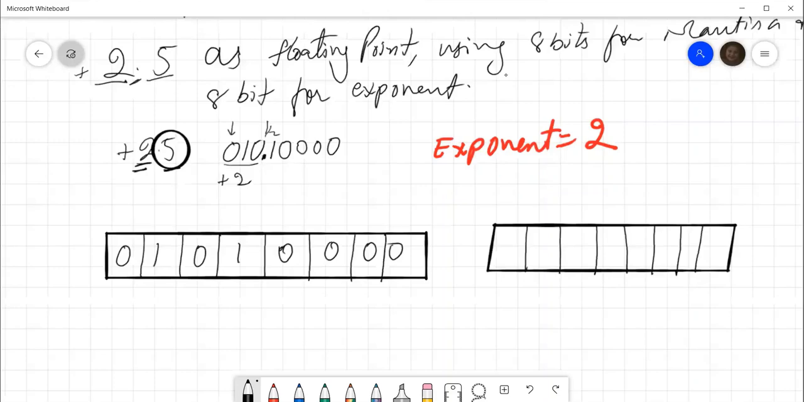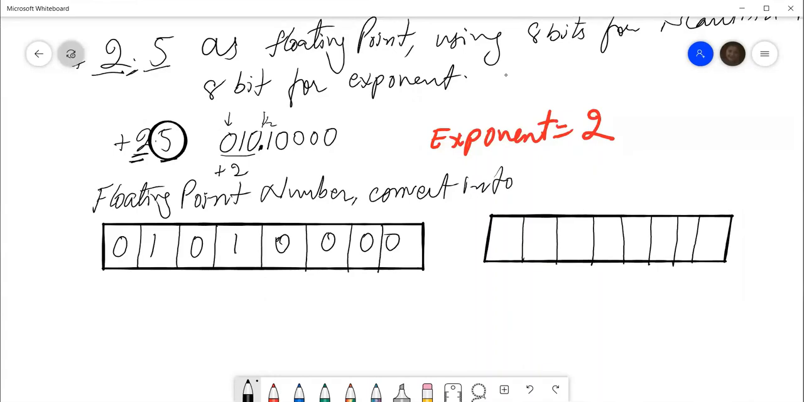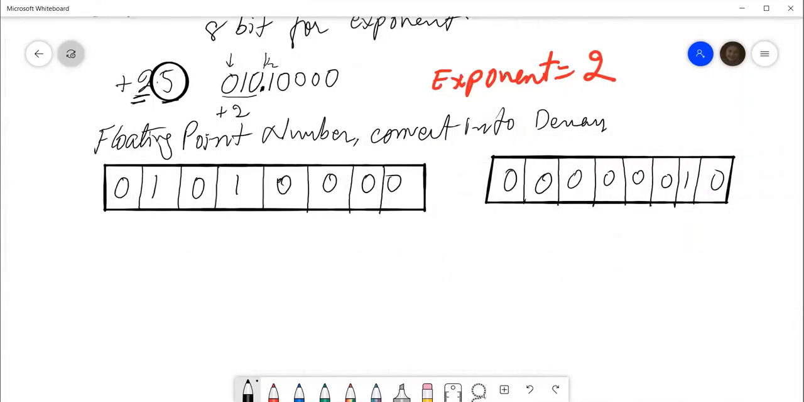And we understand examiner is saying this is a floating point number. Convert into denary or decimal number. And this is the exponent given to us by the examiner. So how are we going to convert? We understand because the examiner is saying it is a floating point number, so it means our decimal is over here. We have to assume it.